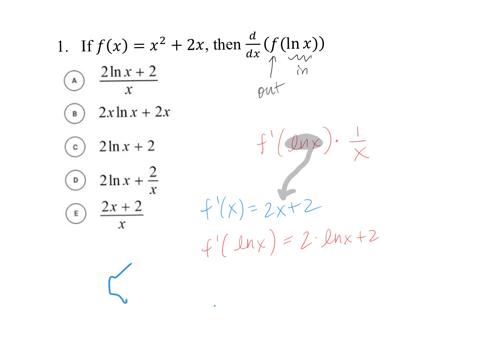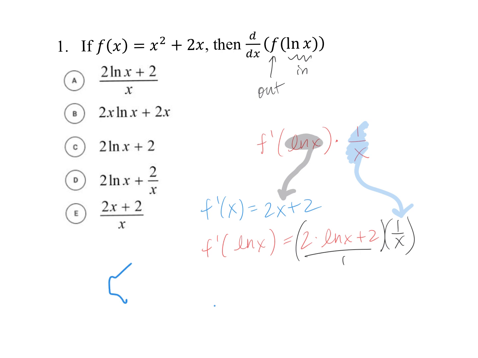F prime of ln of x would just get me this. What do I still need to multiply all of this by? 1 over x. Yeah, I still need to bring this guy down. This thing, 1 over x, needs to be brought down. So I've got all of this times 1 over x. Say it again, buddy. You should put it all over x.